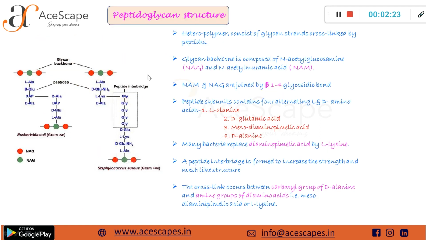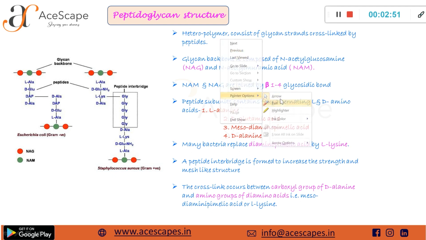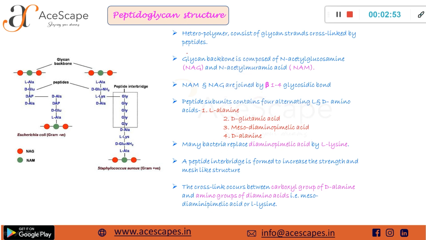So next we come to the peptidoglycan structure. The bacterial cell wall, as we have studied in the previous slide, is majorly composed of a peptidoglycan layer, which is a mesh of polysaccharide strands. Here is the chemical structure of the peptidoglycan layer. It is a heteropolymer and it consists of glycan strands which are cross-linked by peptides.